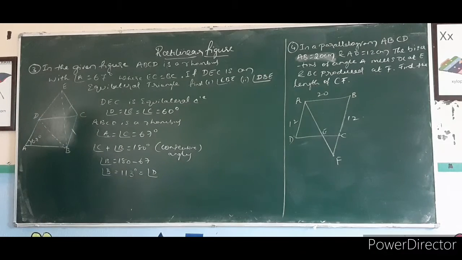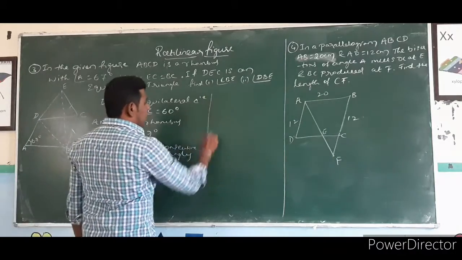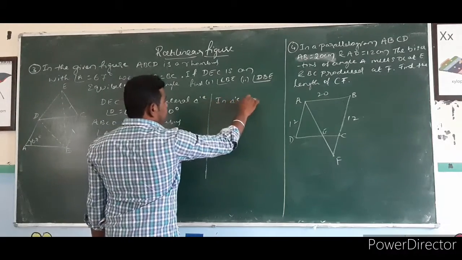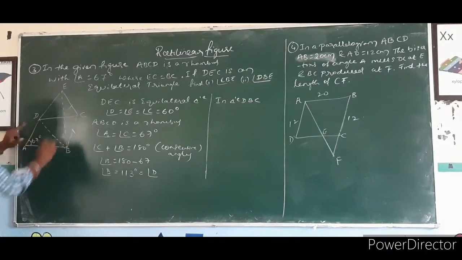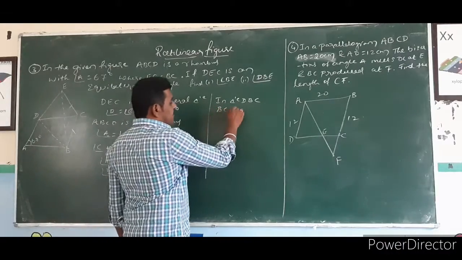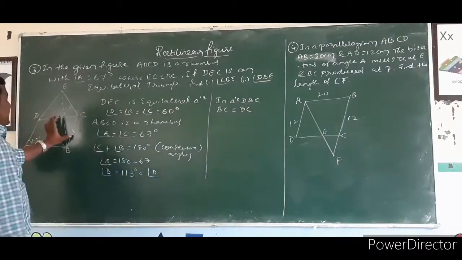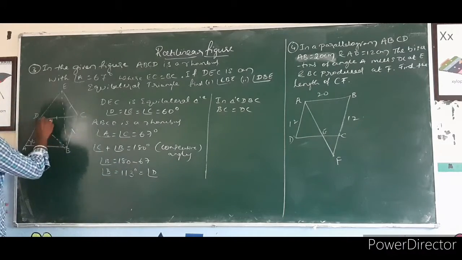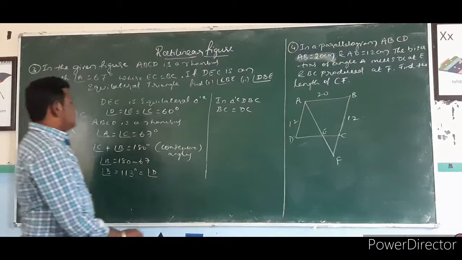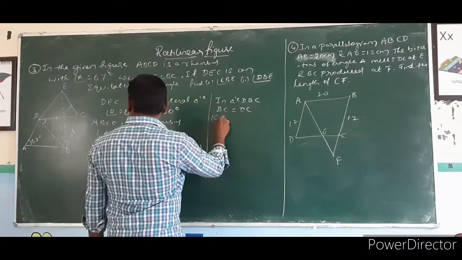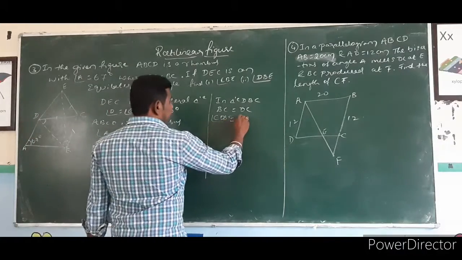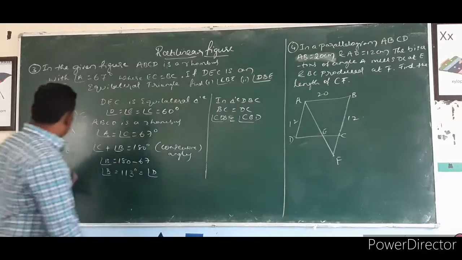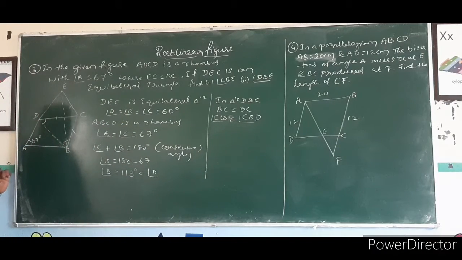Next, you can consider the triangle DBC. BC side equals DC side, because they are sides of the rhombus. If these two sides are equal, these two angles are also equal. That is, CDB equals CBD. Both angles are equal because these two sides are equal.